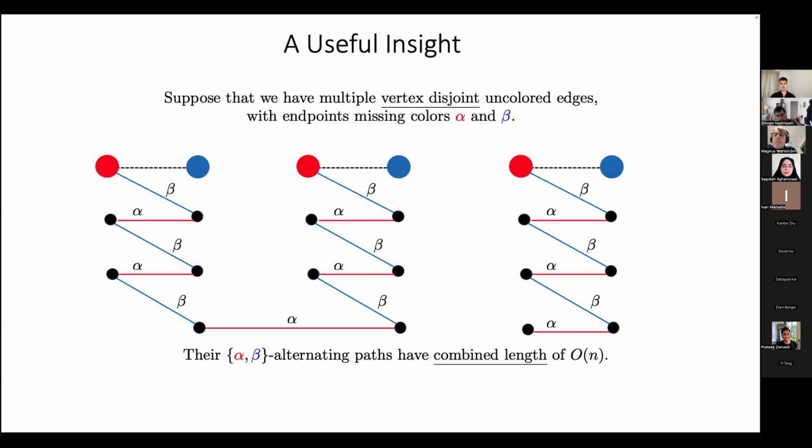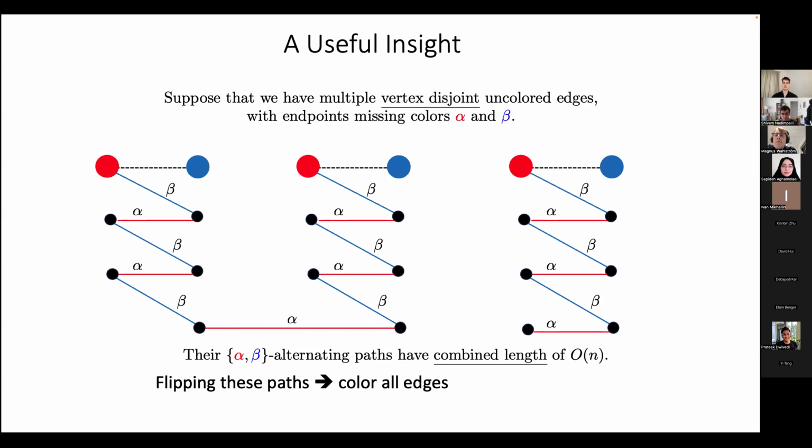And this is just because if you look at the subgraph induced by red and blue edges, this is just going to be a bunch of vertex disjoint paths and cycles. So instead of doing this one edge at a time, we can look at lots of uncolored edges together that have the same missing colors, and try to extend the coloring to all of these together. We can basically get much more out of this big O of n time that we have to potentially spend flipping these alternating paths. We can make a lot more progress.